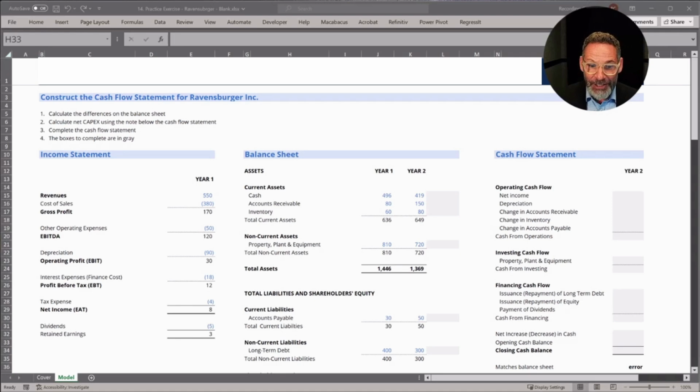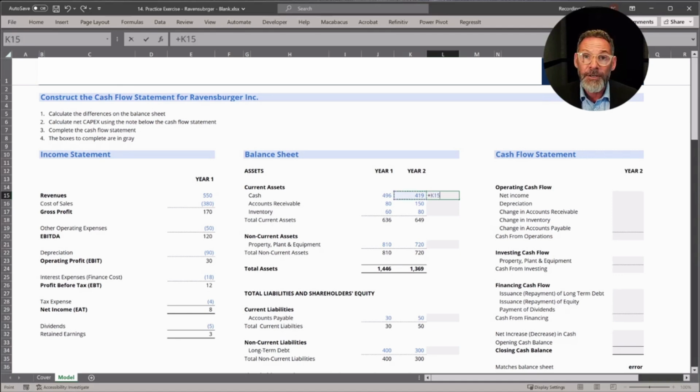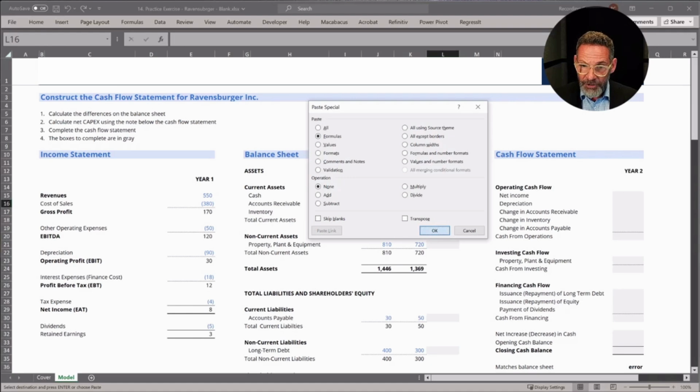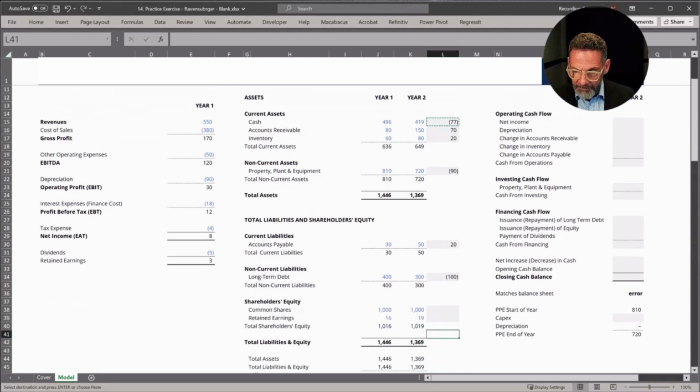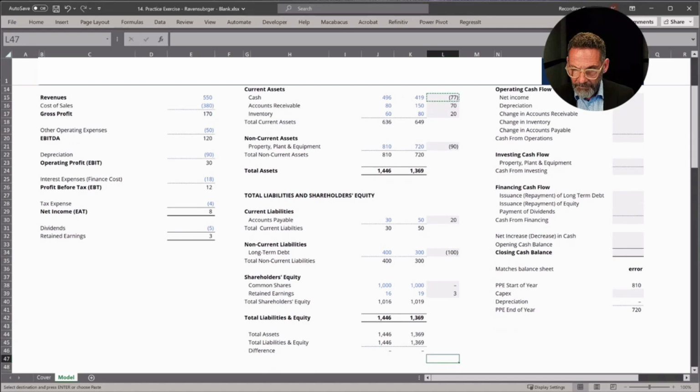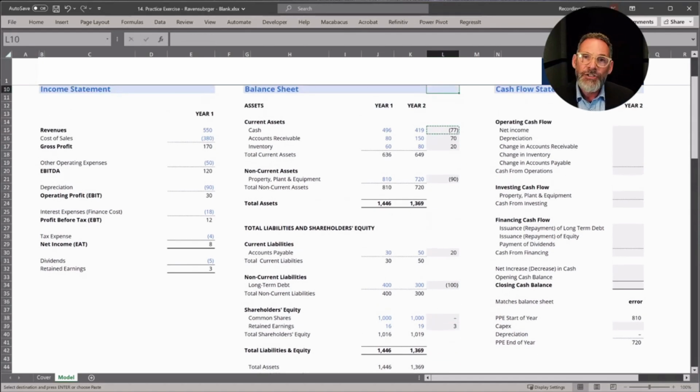So the first thing it says is to calculate the differences on the balance sheet. What I often like to do is have a column where I'm just calculating the differences. So all I'm going to do is take the current year and subtract the previous year. I'm going to Control C and Paste Special, just the formula, and then hit F4 and go down all the items. This is just going to save me a bit of time as I go to the cash flow statement.